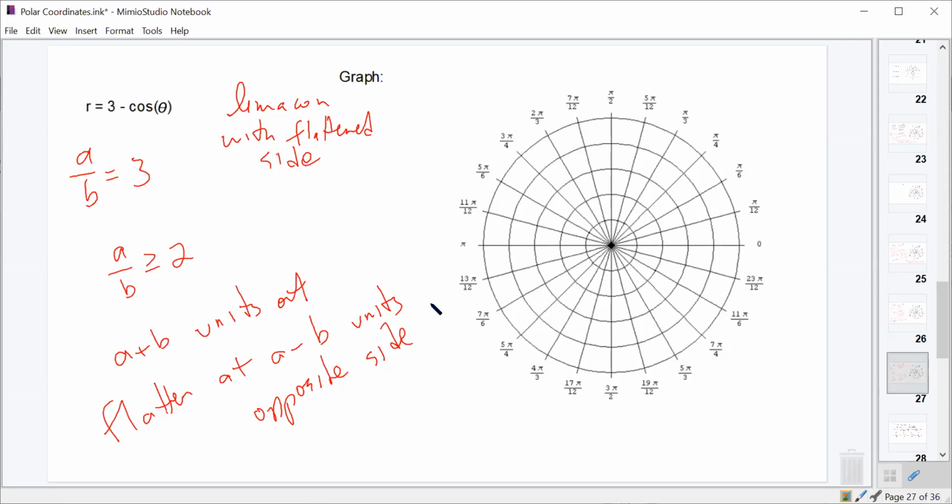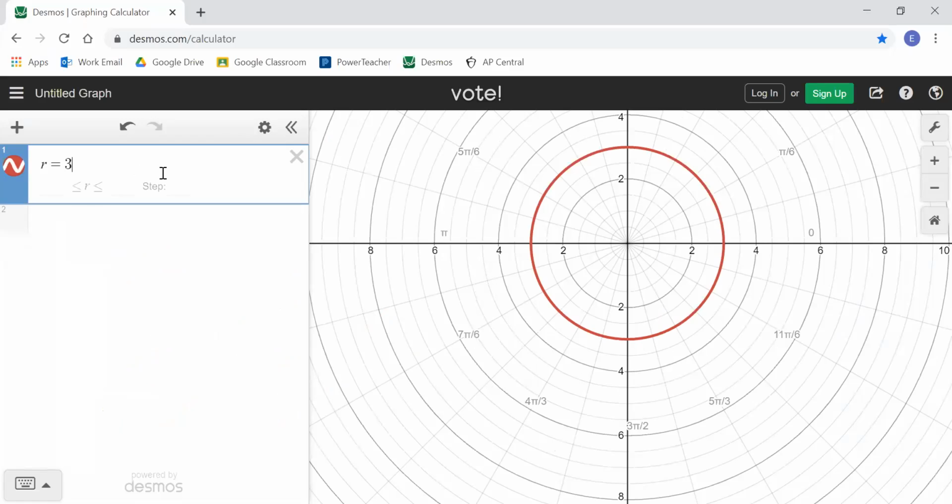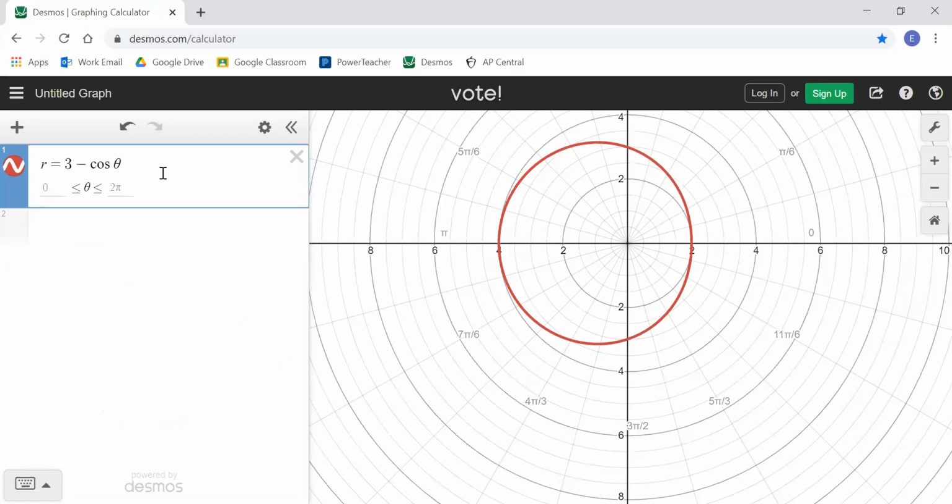So this is negative cosine, so it should go out all the way to 4 here, 3 plus 1. It should come around, but it should sort of flatten out, sort of like a flat tire there. That should be more of a smooth curve here. But it should sort of flatten out like a flat tire on the side there over at 2 units, because 3 minus 1 is 2. And if we put that in here, r equals 3 minus cosine theta, I may have accentuated that flatness a little bit more than it shows here, but it just sort of flattens out.